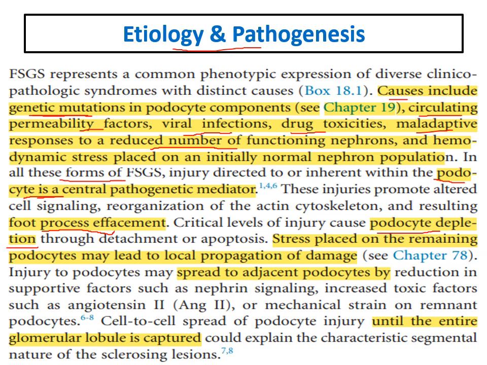So there is podocyte injury that will lead to podocyte depletion, and this will increase the stress on the remaining or the adjacent podocytes. There is injury to one podocyte, this will lead to more work, more stress, more filtration, more affection to the adjacent podocytes. This will lead to propagation of the damage. There is more stress on the adjacent podocyte, this will lead to more damage, and this injury will spread to the adjacent podocyte by the increasing work and increasing stress. This will continue until the entire glomerular lobule is affected.